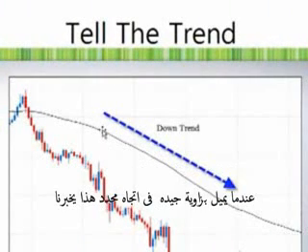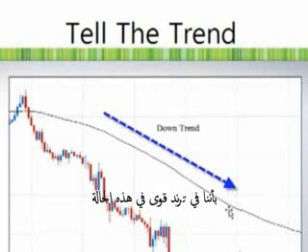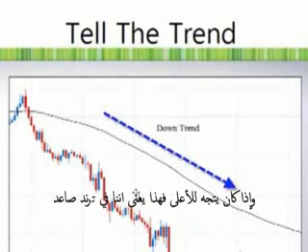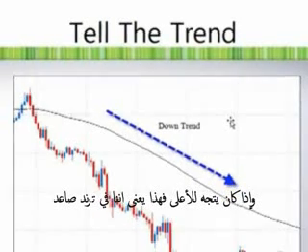When the 200 EMA is sloping with a good angle in a particular direction, it is telling you that it's in a strong trend. In this case, you can see it's sloping downwards in a steep gradient, so basically it's in a strong downtrend. If it's sloping upwards with a good gradient, it's actually an uptrend.